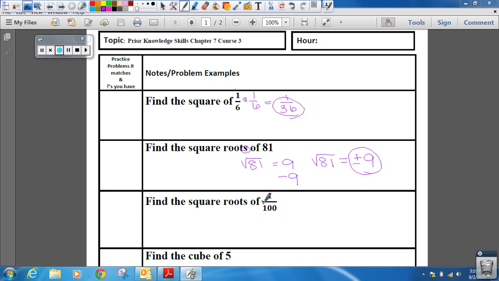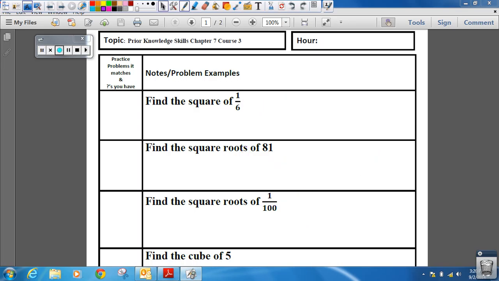Find the square roots of 1/100. You can do this individually by finding the square root of 1 and finding the square root of 100. Remember, anytime that you take the square root of a number, you have both the positive and the negative number. So we have both a positive and a negative. The square root of 1 is 1. The square root of 100 is 10, because 10 times 10 is 100. So my answer there is positive and negative 1/10.